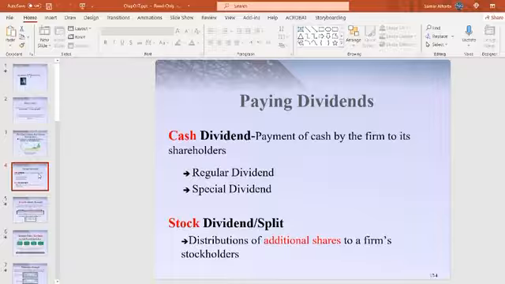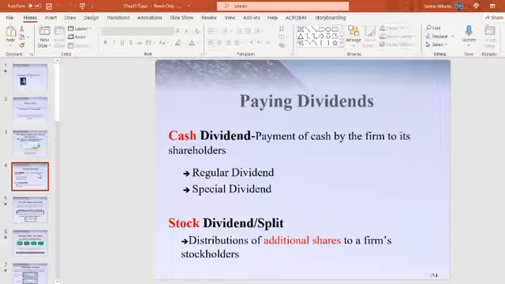So this is the distribution of additional shares to the firm's stockholders. And this is actually a good way to pay dividends. So instead of paying cash, keep the cash in the company and give the shareholders more shares. Like for example, if you own 3, you receive 1 extra. If you have 6, you receive 2, and so on. So these are the two types: stock dividends, or sometimes they do a stock split. So they split the stock into more shares.